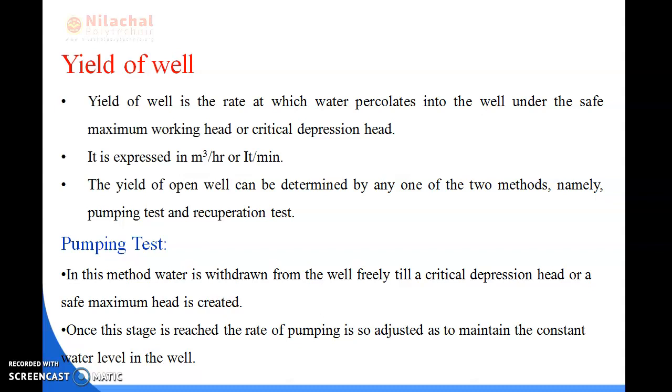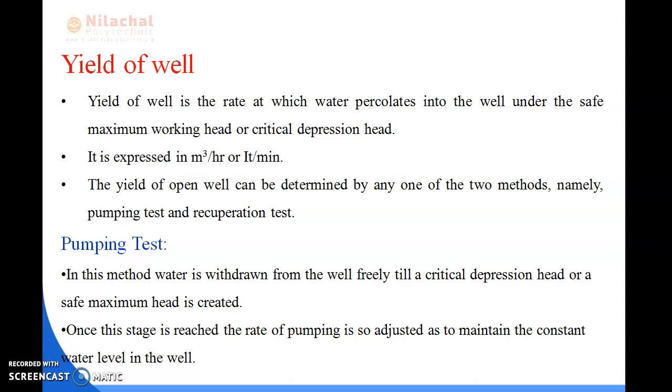In the previous slide we discussed what we mean by wells, the types of wells, and what we mean by specific yield of wells, along with one problem. Now we will be discussing the pumping test method for the yield of a well. I have already discussed the yield of a well.